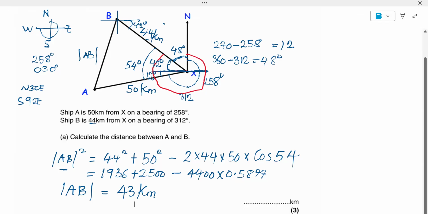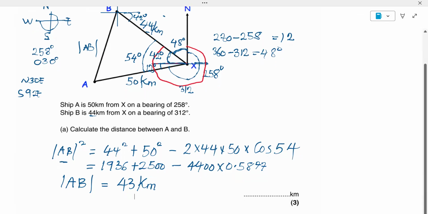So the value of side AB is equal to 43 kilometers, right? Now we have been able to answer that question for distance AB. So distance AB there is what? 43 kilometers. Now on to the next question that we are asked here.